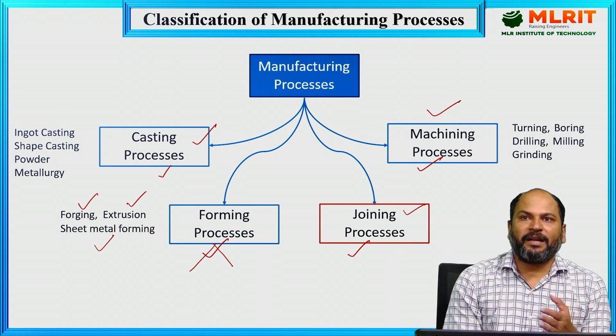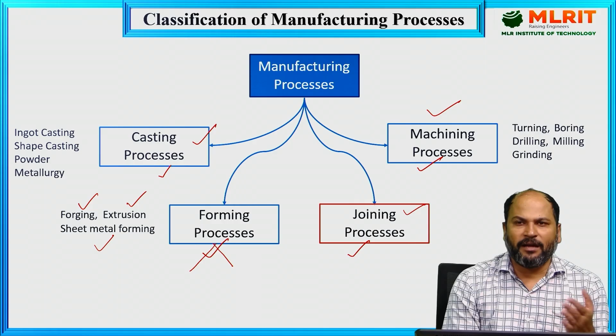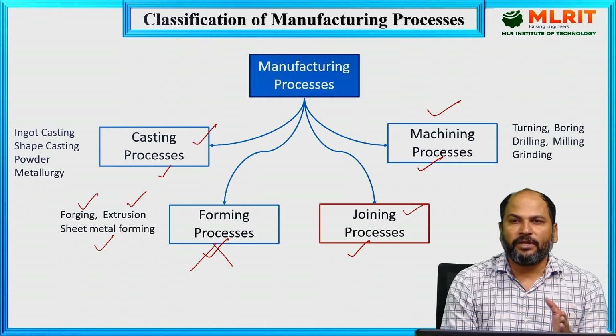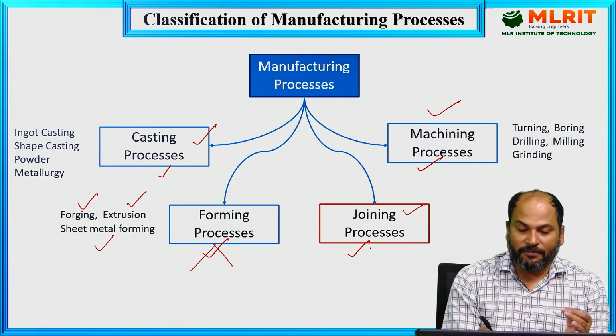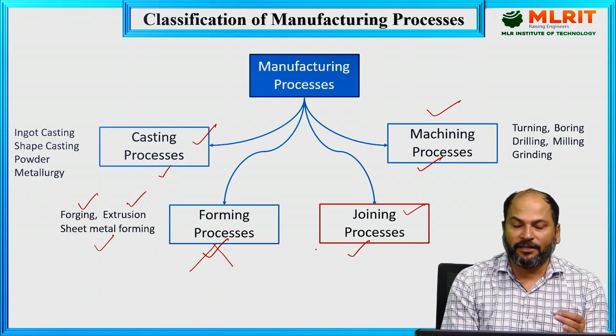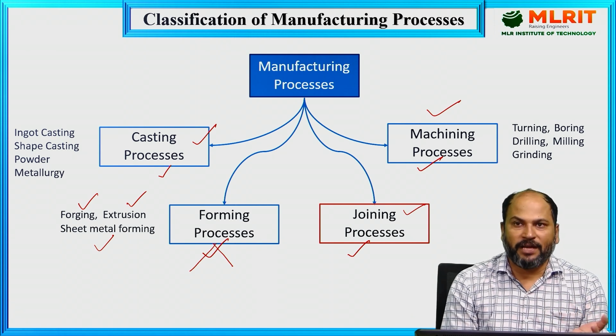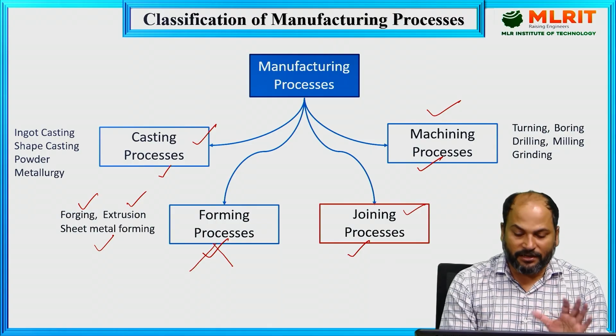Permanent and temporary mean this: suppose we have joined two specimens. If we have to dismantle these two parts, we will have to physically damage them. This is known as permanent joining. If it is temporary joining, we can simply dismantle the parts. So broadly, if we divide these joining processes, they will divide into permanent joining, semi-permanent joining, or temporary joining, depending upon whether we have to physically damage the sample or not. Depending upon that, the further division will be there.